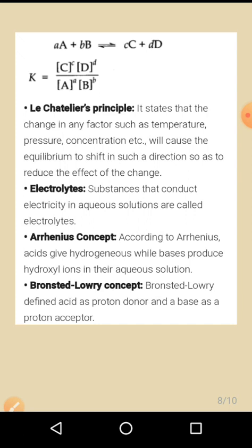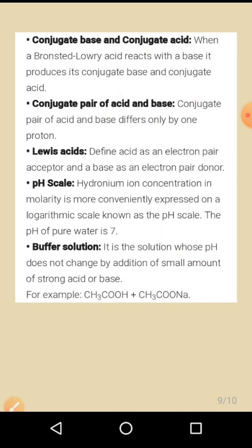Electrolytes, substances that conduct electricity in aqueous solution are electrolytes. Next important point from this topic is Arrhenius concept. According to Arrhenius, acids give hydrogen ions while bases produce hydroxyl ions. According to Arrhenius, acid must produce H plus ions, base must produce OH minus. According to Bronsted-Lowry concept, acid is a proton donor and base is a proton acceptor.